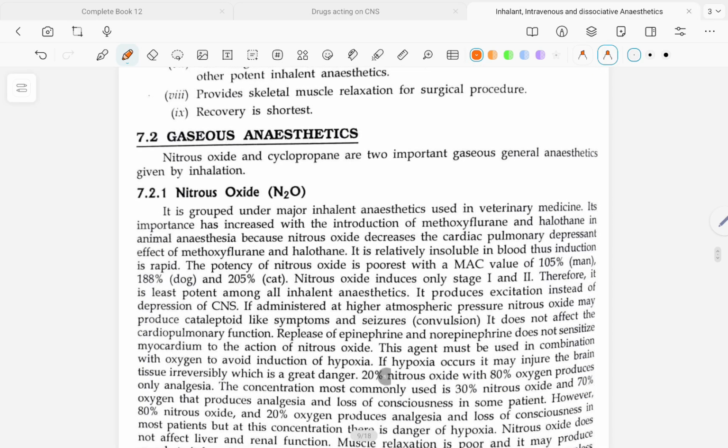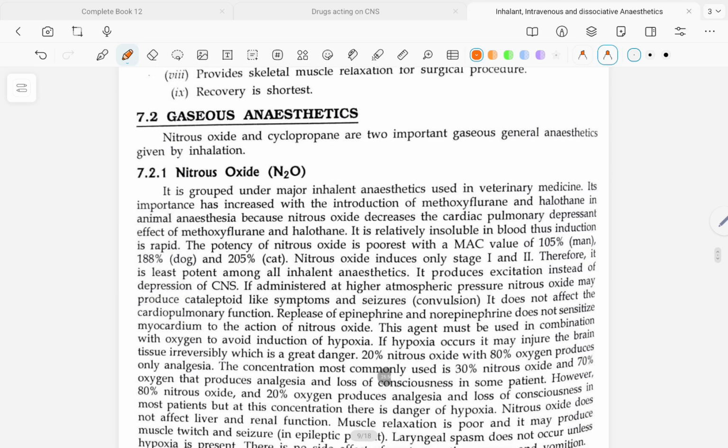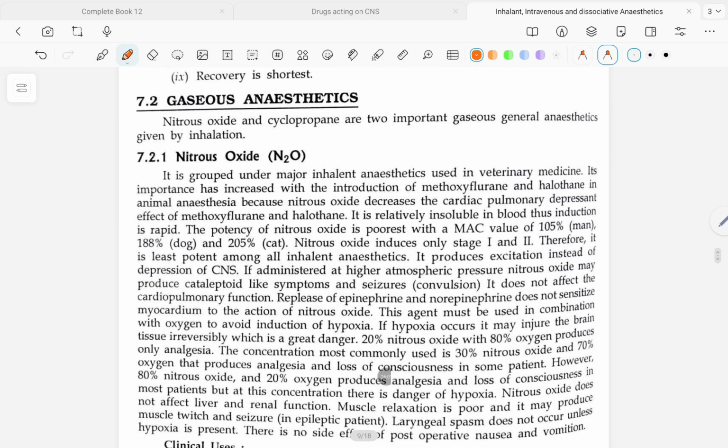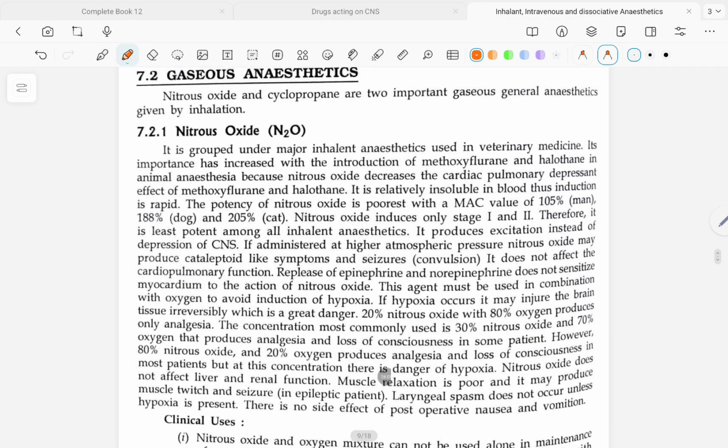Gaseous anesthetics. Nitrous oxide and cyclopropane are two important gaseous general anesthetics given by inhalation. Nitrous oxide, N2O.